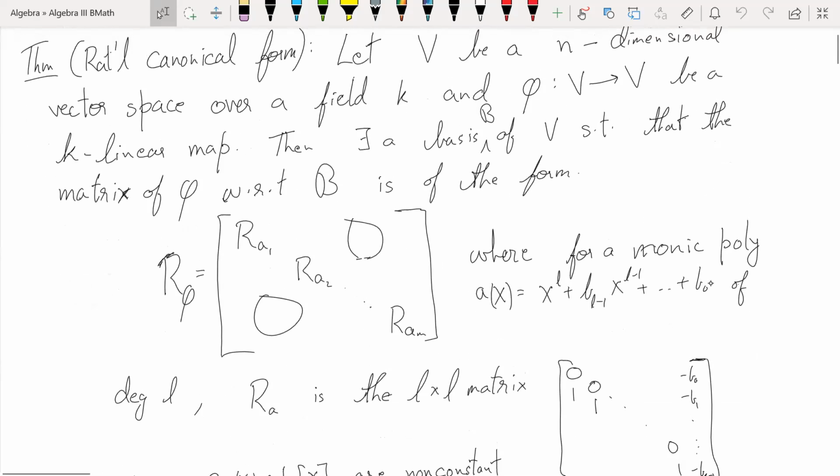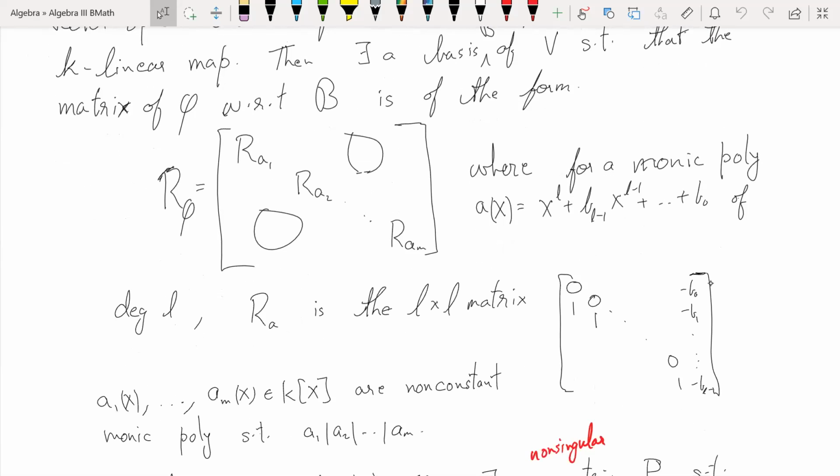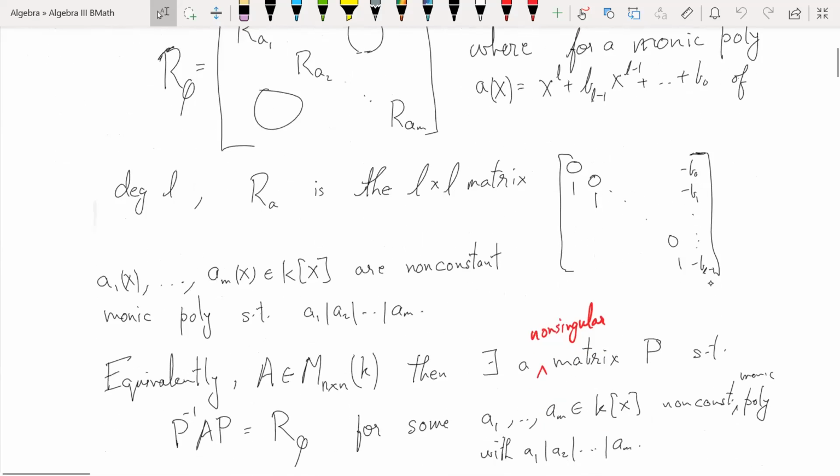As I said, this rational canonical form is unique. So this A1 to AM are determined by this linear map. So they are invariants. A1 to AM are called invariant factors, or this R mod A1, R mod A2 are called invariant factors, or invariant polynomials. I don't remember the terminology exactly. There is no standard terminology as such, but I think in this book, Dummit and Foote, they call these invariant polynomials.